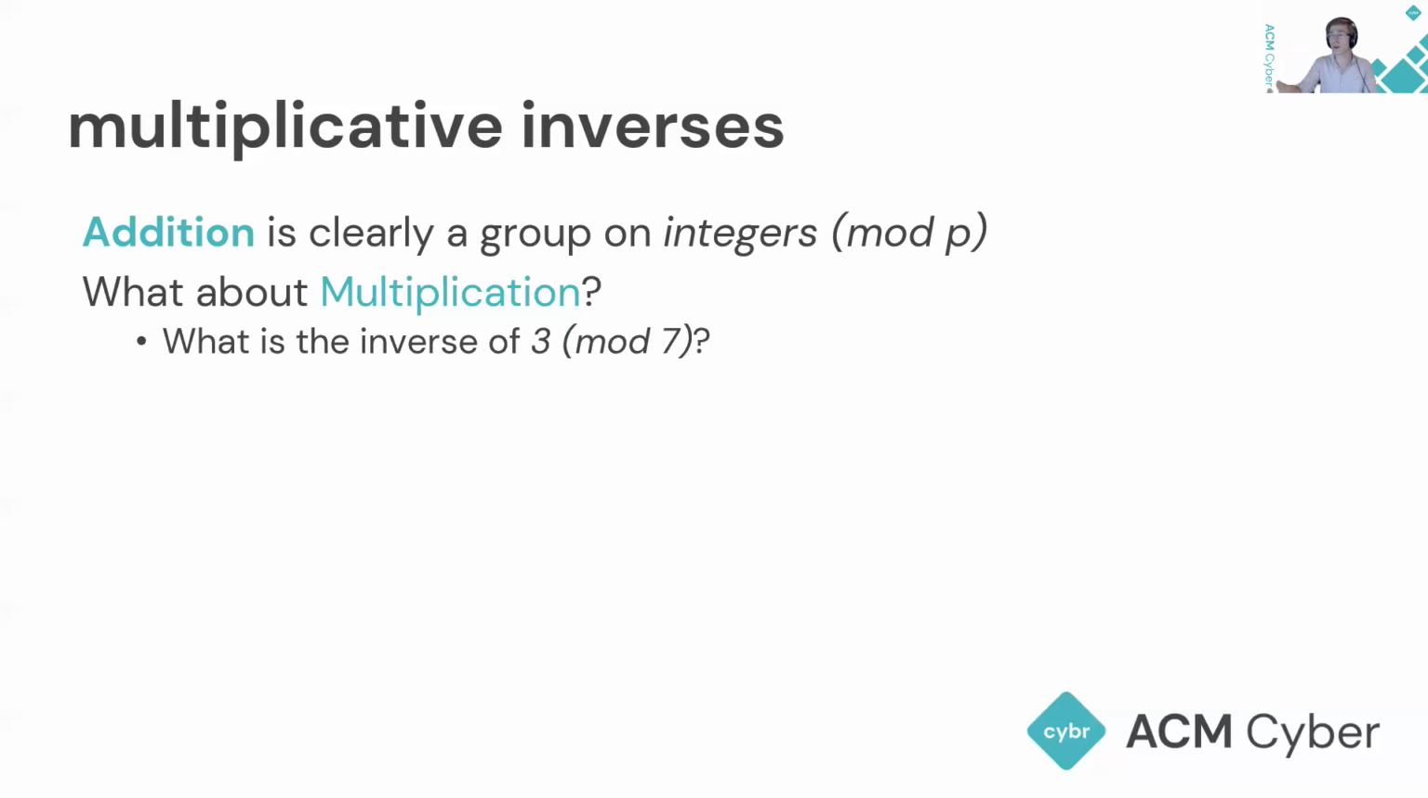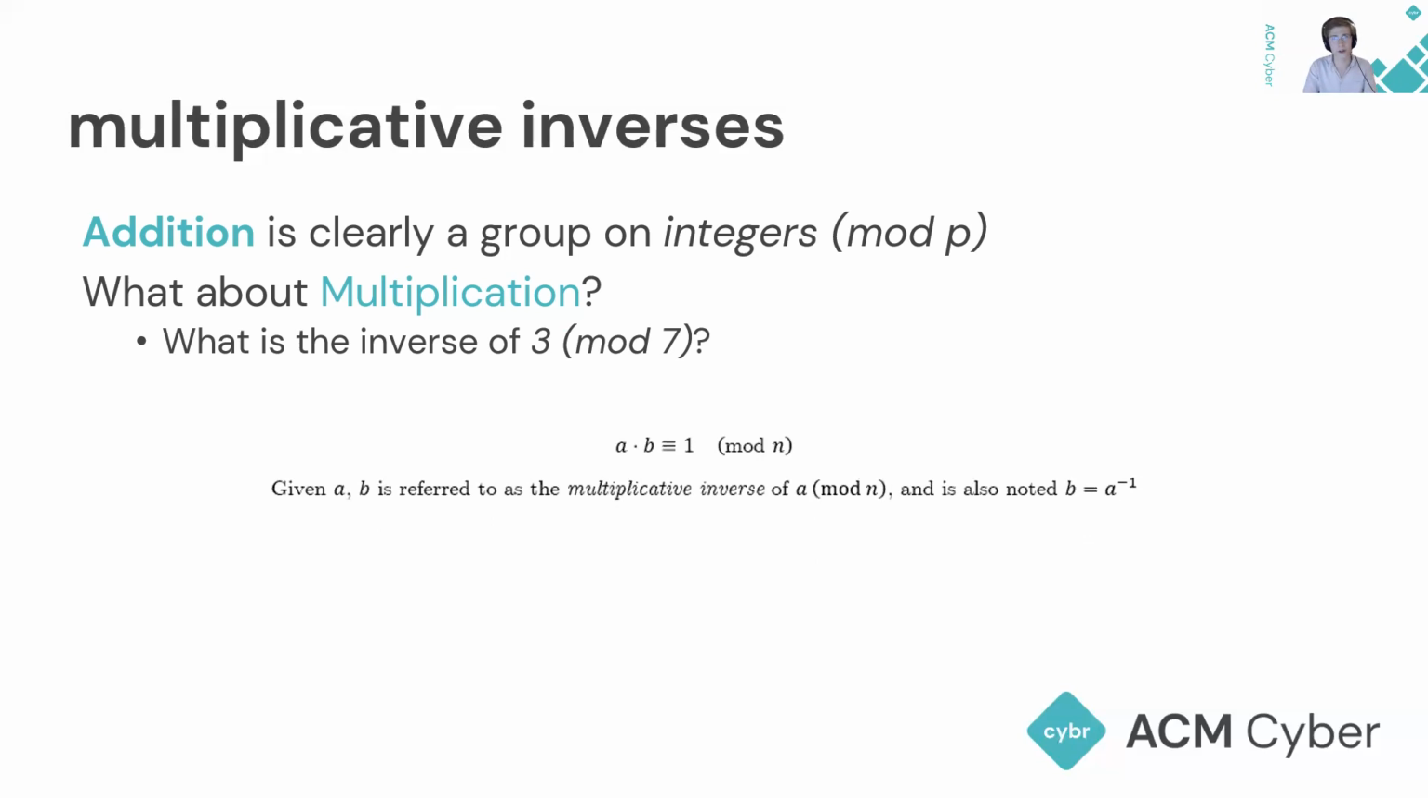What is the inverse of 3 mod 7? And when I say the inverse, I mean the technical definition of an inverse for groups that are modulo some prime number. B is the multiplicative inverse of A mod n if A times B is equal to 1, in the same way that 2 times 1/2 is equal to 1, therefore they are inverses of each other.